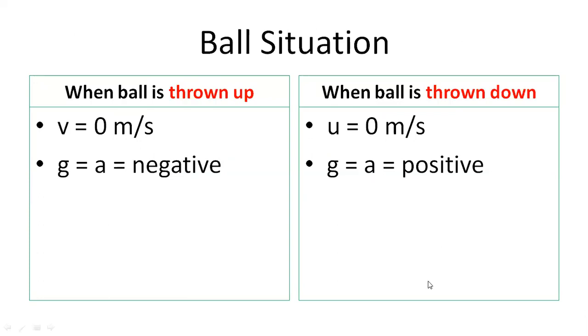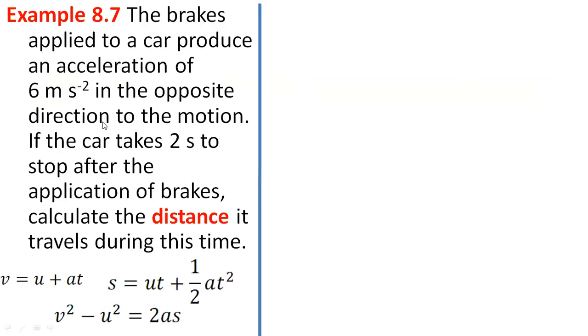That's it. Okay. So based on this particular situation, let us try to solve questions. This is again example 8.7. They are saying the brakes applied to a car produce an acceleration of 6 meter per second square in the opposite direction to the motion. So they are saying that brakes are applied and acceleration is produced in the opposite direction to the motion.